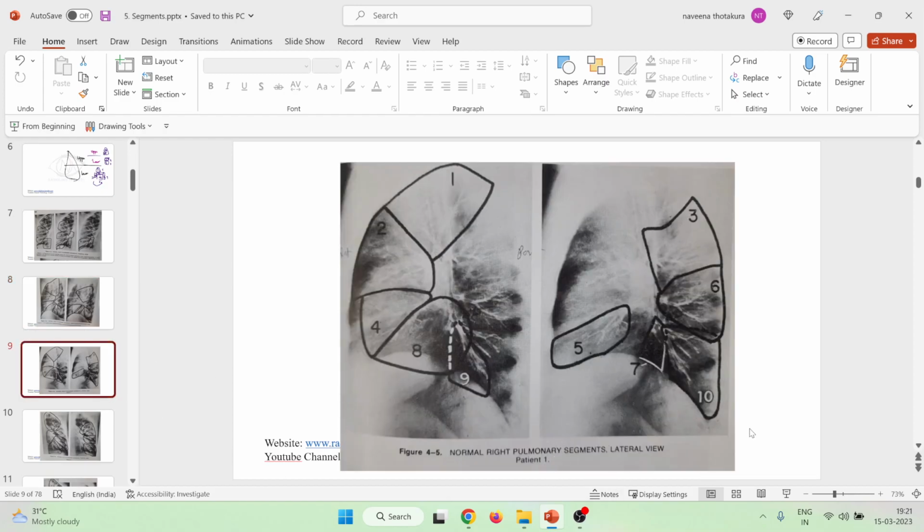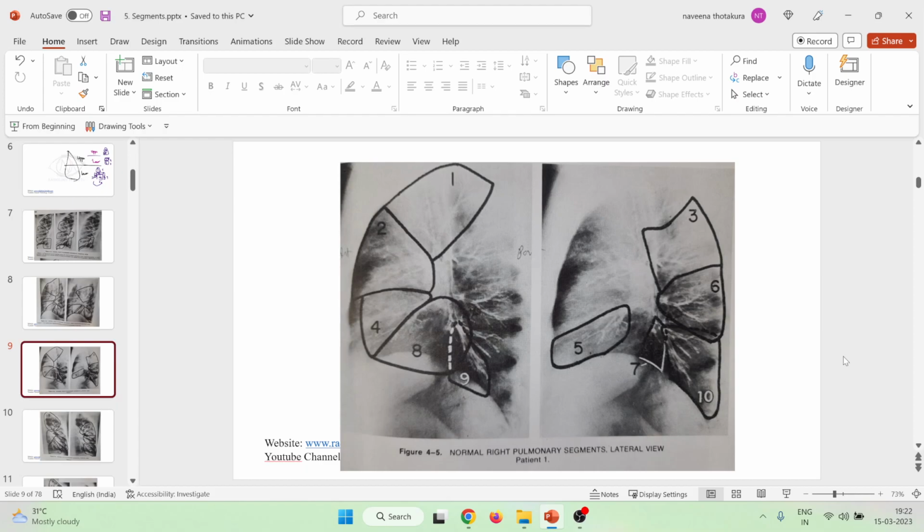Similarly, this is the lateral view. In the lateral view, this is the apical segment and the anterior and posterior segments of the upper lobe of the right lung. We have the lateral and medial segments of the middle lobe of the right lung. Then we have the superior segment 6, 7 which is the medial basal segment, the anterior basal segment, then 9 the lateral basal segment, and then the posterior basal segment. So these are different segmental anatomies of the right lung in different views.